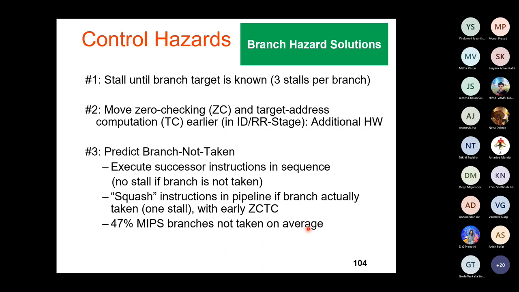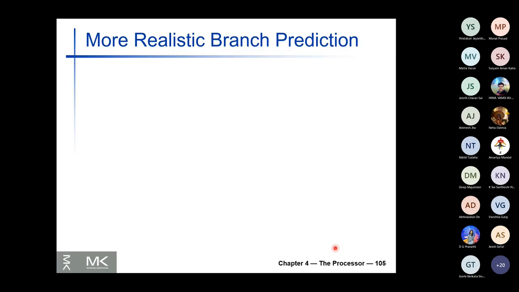Now, average statistics observed in different kinds of programs show that 47% of branches are not taken on average. PC plus 4 is already calculated, so you can fetch the next instruction when you assume the branch is not taken. So this is the summary so far, and now we'll discuss in a little more detail what the different kinds of realistic prediction techniques are.